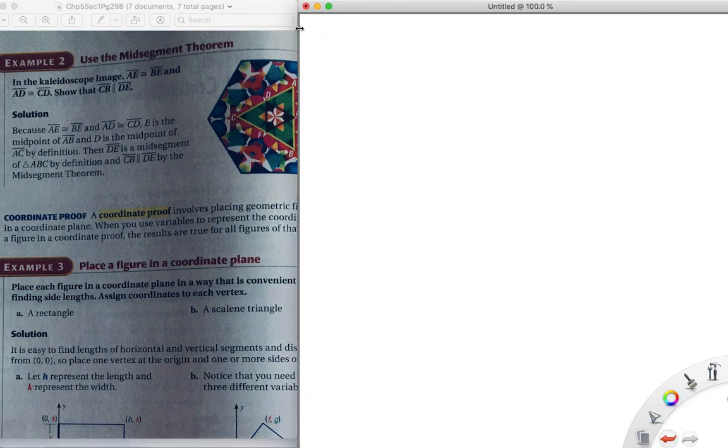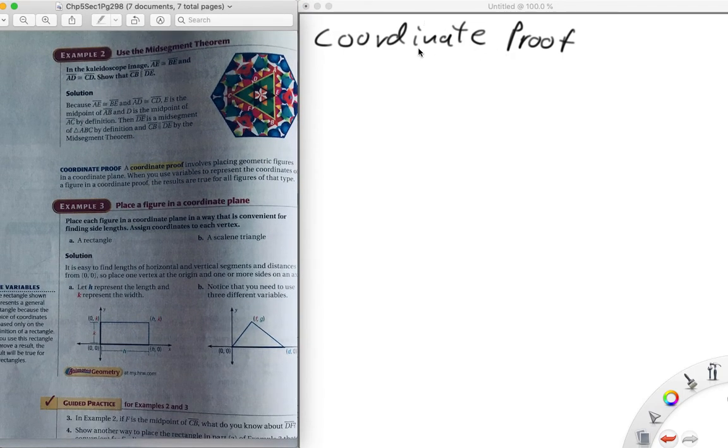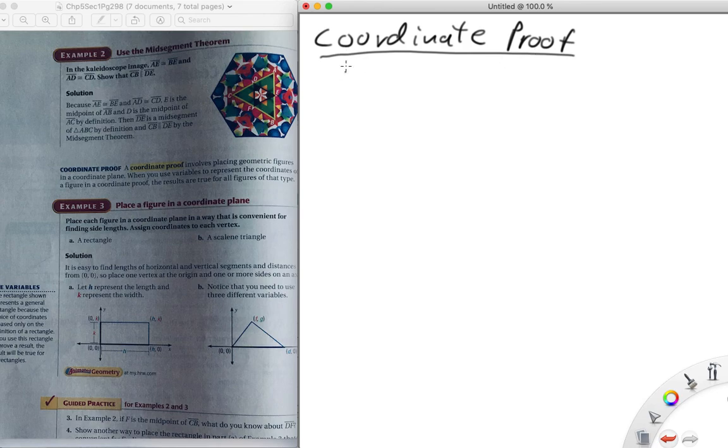Coordinate proof. Coordinate proof is another type of proof that we can use. So we've done two column, we've done paragraph, we've done flow, now we have coordinate. What happens is it uses the coordinate plane. So it puts a geometric figure, triangle, square, rectangle, what have you, into a coordinate plane.